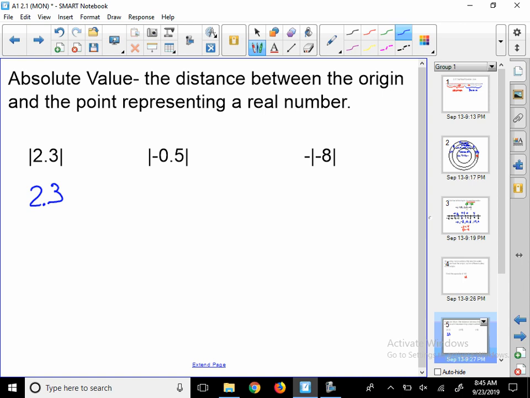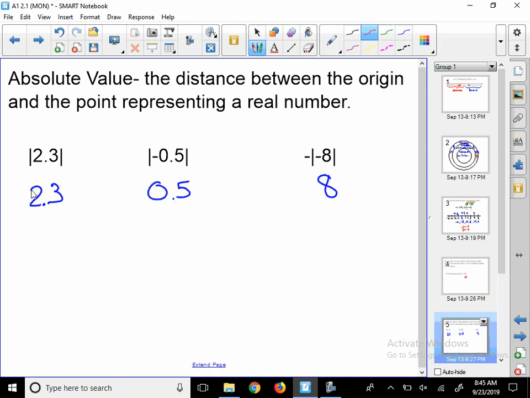Now, negative 0.5, how far away from 0 is it? It is 0.5 away from it. Again, turns everything positive. Now, this next one, I have 2 negatives. So ignore the negative outside the absolute value for right now. The absolute value of negative 8 is a positive 8.